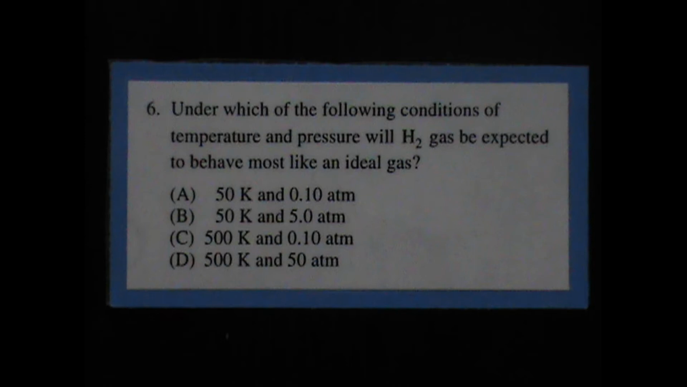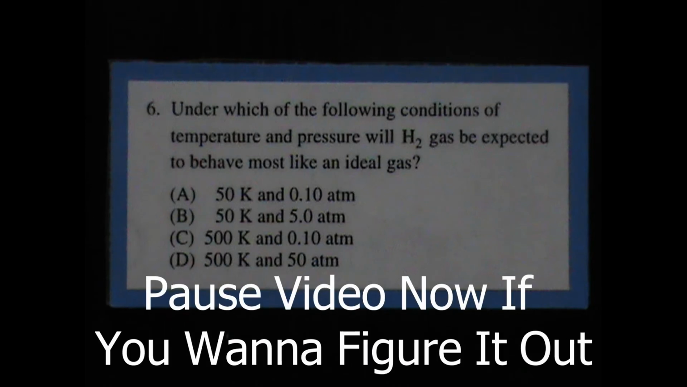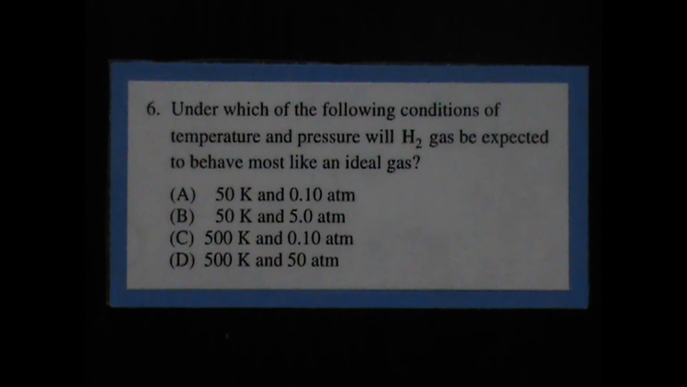Under which of the following conditions of temperature and pressure will H2 gas be expected to behave most like an ideal gas? Take a moment, think about the answer. As we discussed earlier, gases behave most ideally at high temperature and low pressure, and answer C has the highest temperature paired with the lowest pressure, so it is the correct answer.